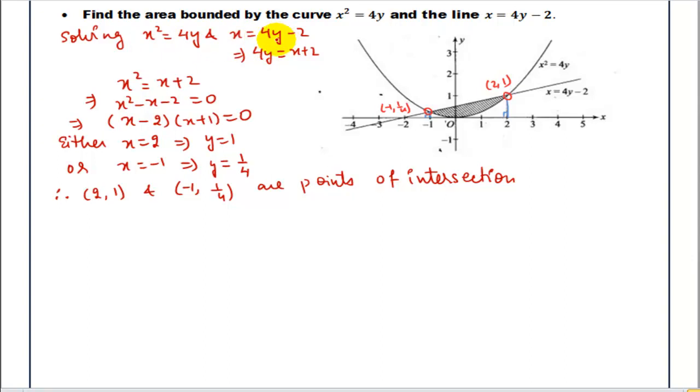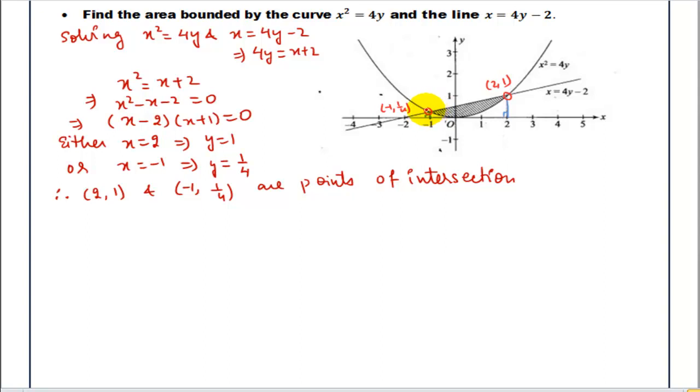You can see in the equation of line, we can write 4y as x plus 2. And in the equation of parabola, 4y is equal to x square. So equating both, we get x square is equal to x plus 2, which on solving gives us two values for x. Either x will be 2 or x will be minus 1. When x is 2, y is coming 1. So this is the point. And when x is minus 1, y is coming out to be 1 by 4.